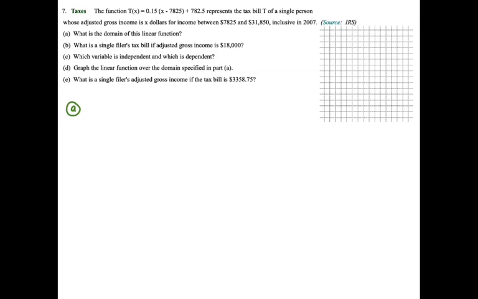Now, x, if we were to go back to this equation, represents our income for a year. And because we're told we've got a lower and an upper bound on income, our domain is restricted to the values between $7,825 and $31,850. Now, we are told we include those values, so x can equal both of those. So our domain here is x is greater than or equal to 7,825, less than or equal to 31,850.